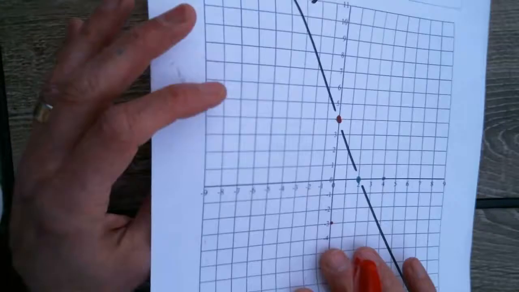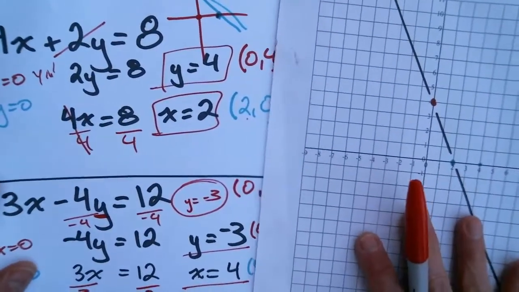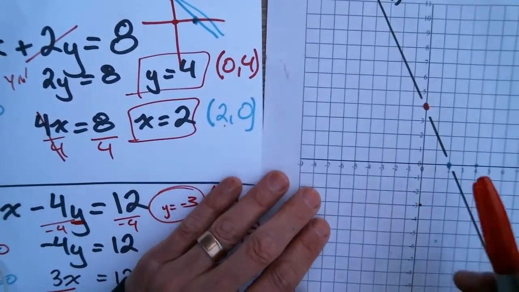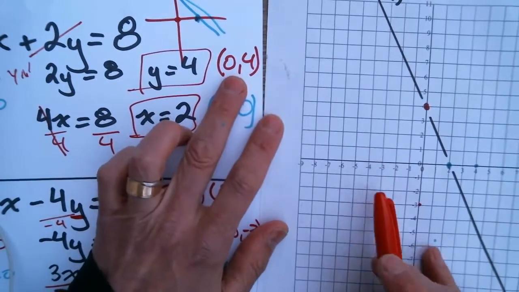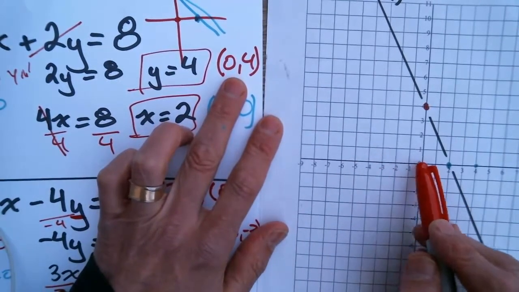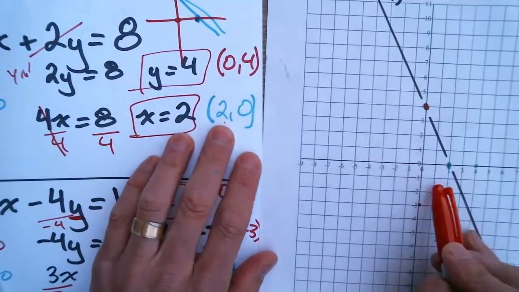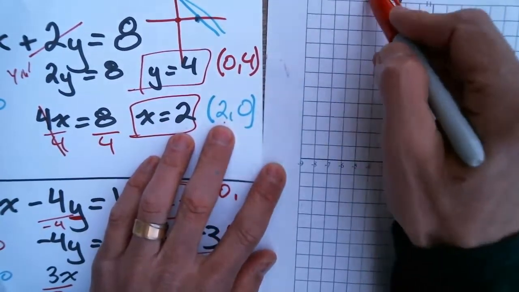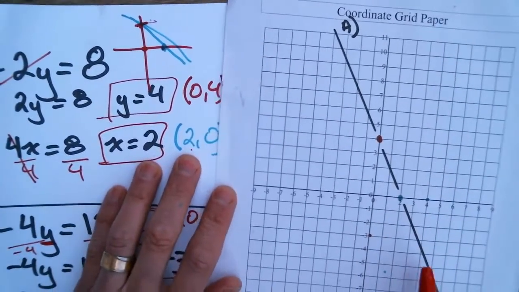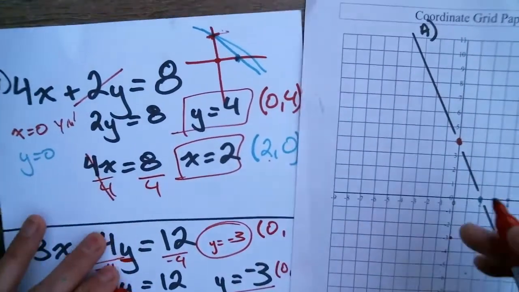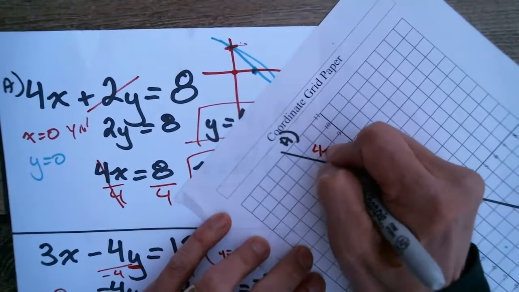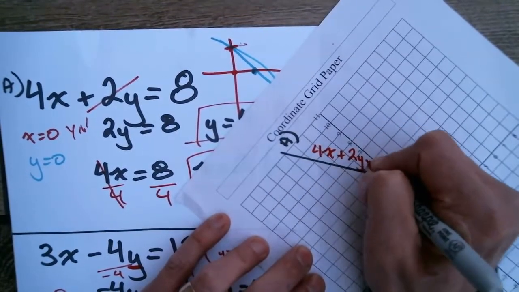What I've done here is I've actually plotted the first one. Set this over here. So in this term here, I have 0, comma 4. So I go to 0 and I go up 4. There's my y-intercept. My x-intercept was 2, comma 0. So this one line represents the equation 4x plus 2y equals 8.